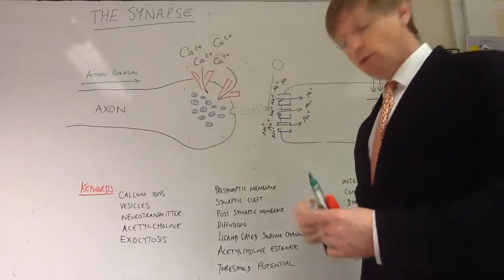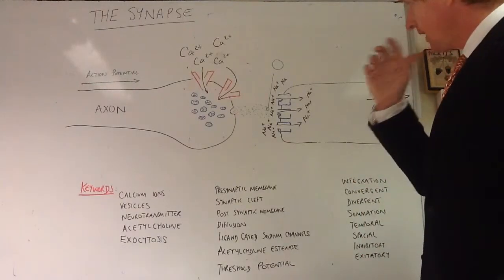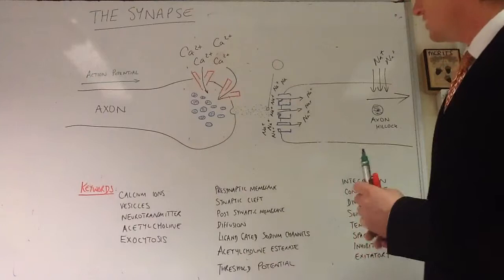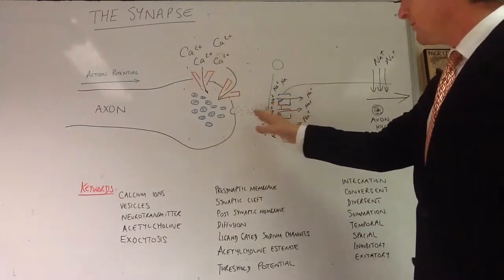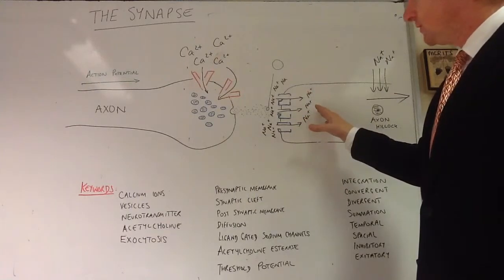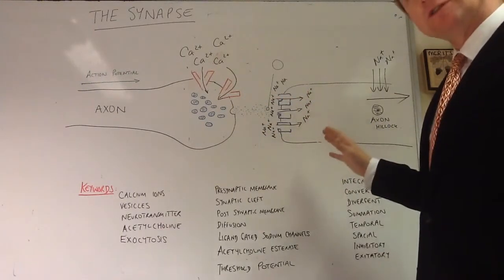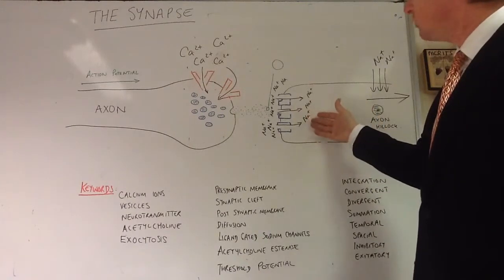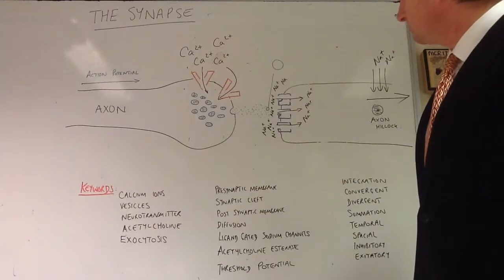That is a very simplistic way of looking at the axon and the synapse, because in truth it may well be that this one action of neurotransmitter opening these channels may not be enough to reach the threshold potential. It might simply contribute to the membrane potential.